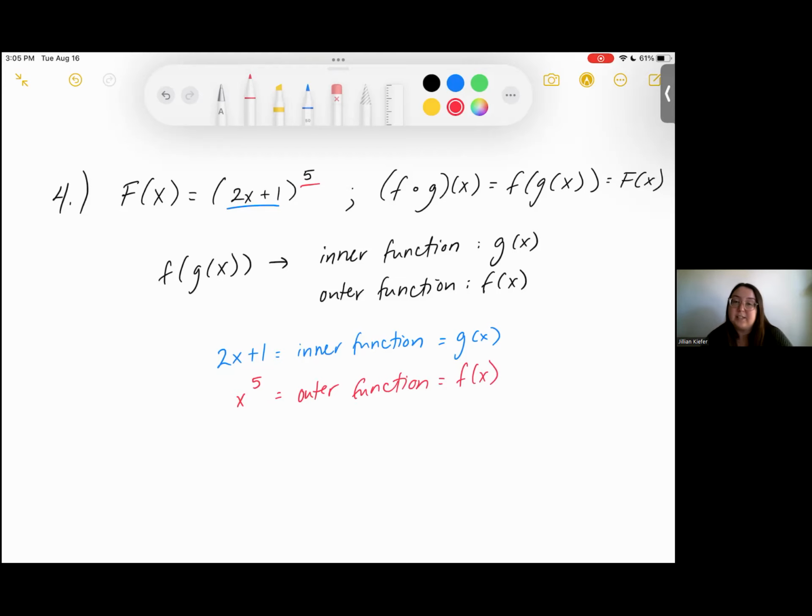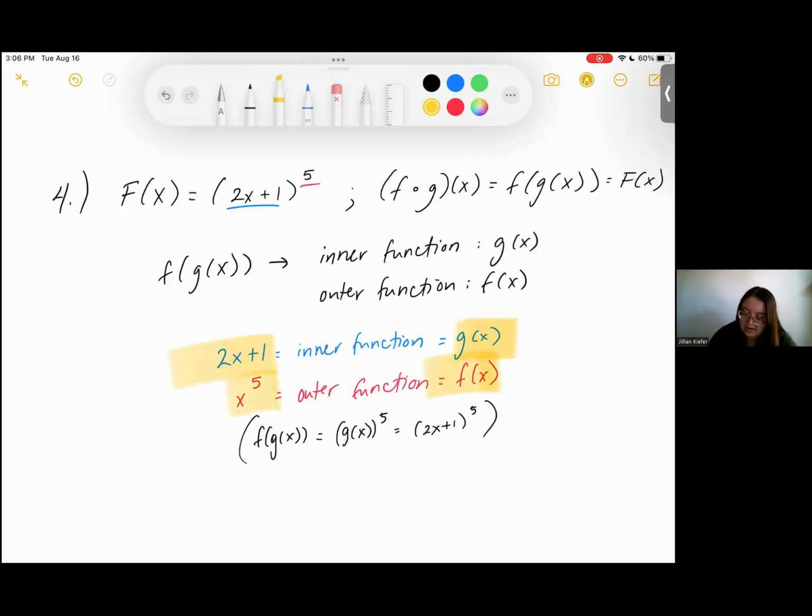We can verify this if you would like. You can find f of g of x. f of x is x to the power of 5, so in this case we would have g of x to the power of 5, and g of x we know is 2x plus 1, all to the power of 5. So we do get that answer when we check it. 2x plus 1 is g of x, and x to the power of 5 is f of x. When we take their composition, we get the correct answer of capital F of x.